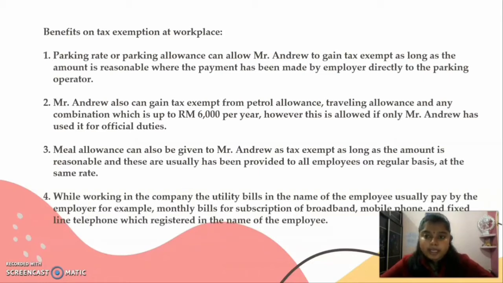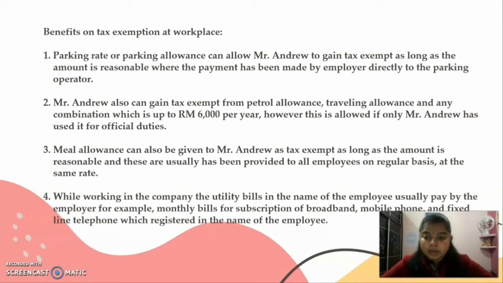Parking rate or parking allowance can allow Mr. Andrew to gain tax exemption as long as the amount is reasonable, where the payment has been made by the employer directly to the parking operator. Second, he can gain tax exemption from petrol allowance, traveling allowance, and any combination which is up to 6,000 per year. However, this is allowed only if he uses it for his official duties.